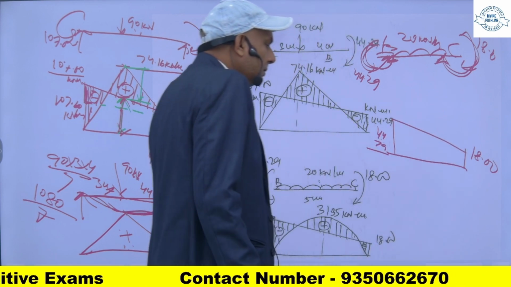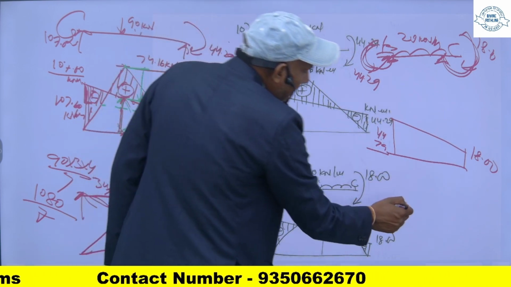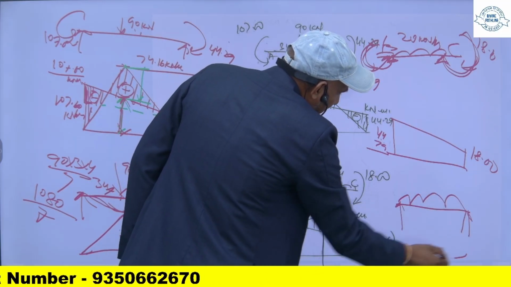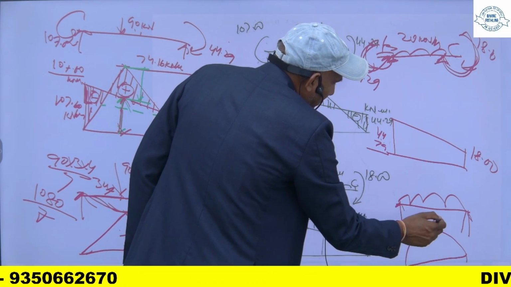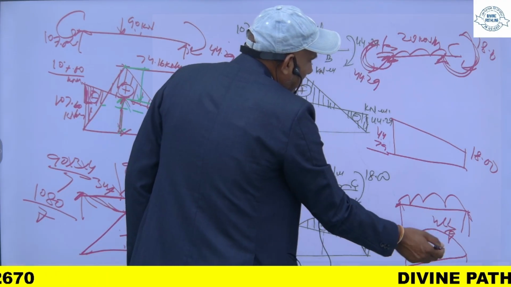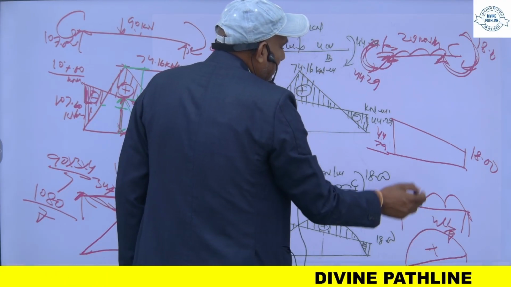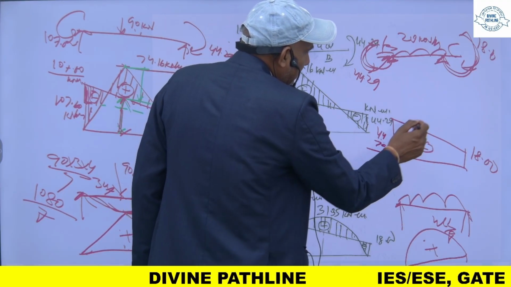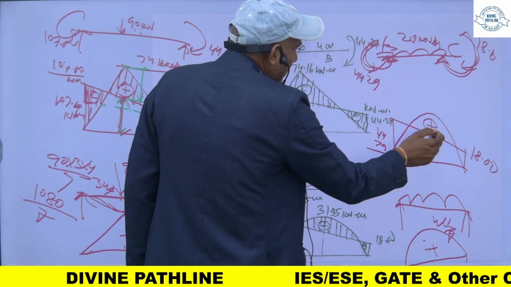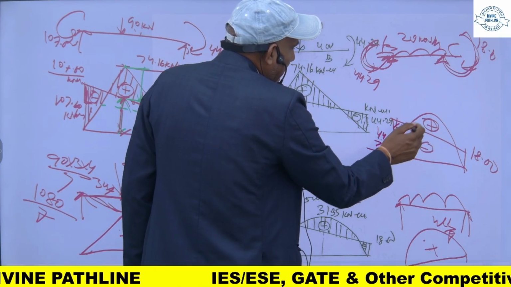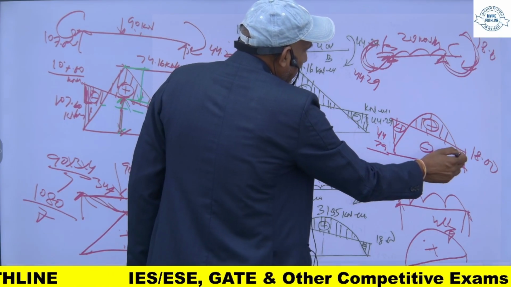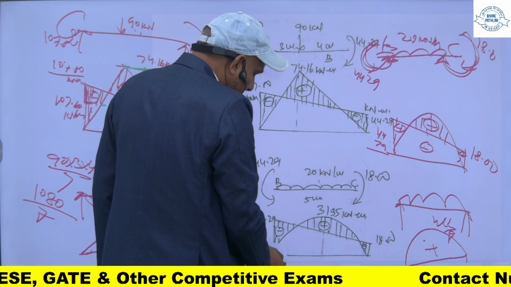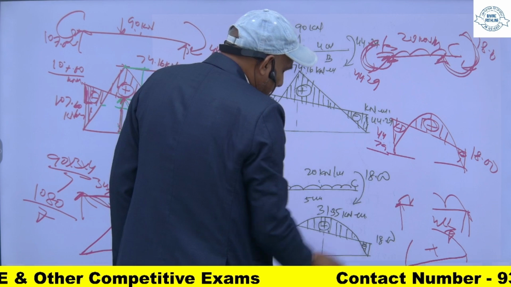And this UDL will create a moment like this. This will be WL square upon 8. So this is sagging and this is hogging. So you will superimpose this one. So you will get this one. So this will be positive, this is negative, and this portion will cancel. So this will be plus and minus, this will not be there.